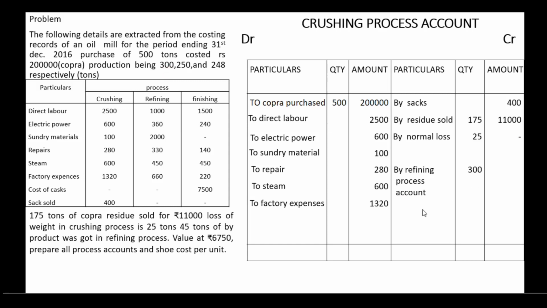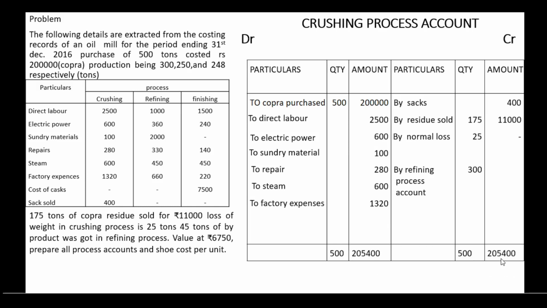Okay, so now we take the totals. First we take the total of quantity. That is 500 in the debit side. The credit side is also 500. So there are no losses. And the next, now we take the total of the amount. That is in the debit side 2,05,400. The same amount is entered in the credit side.